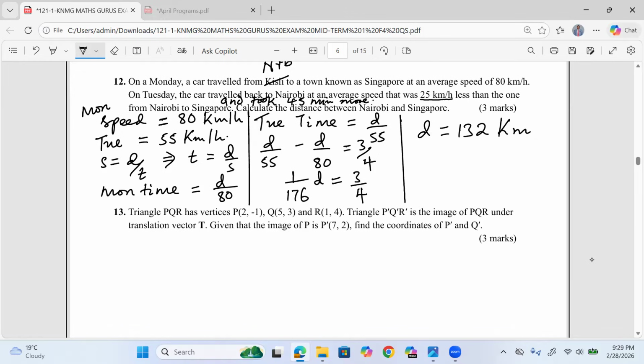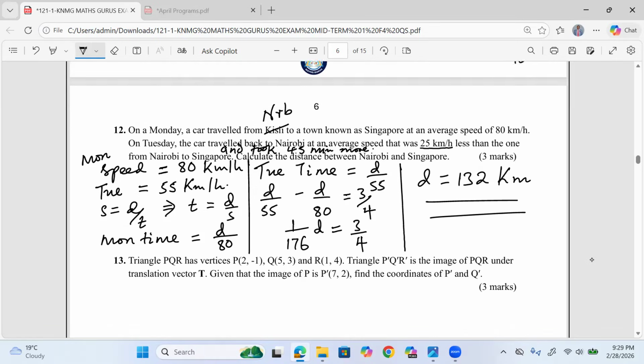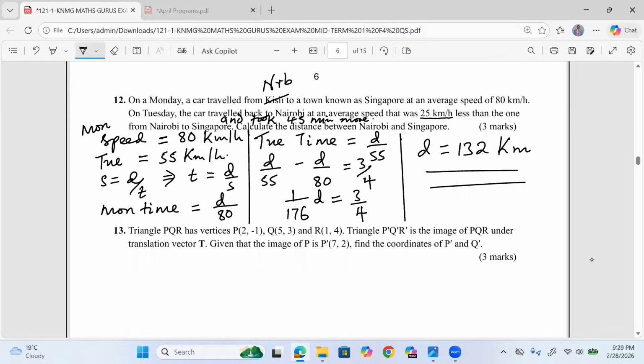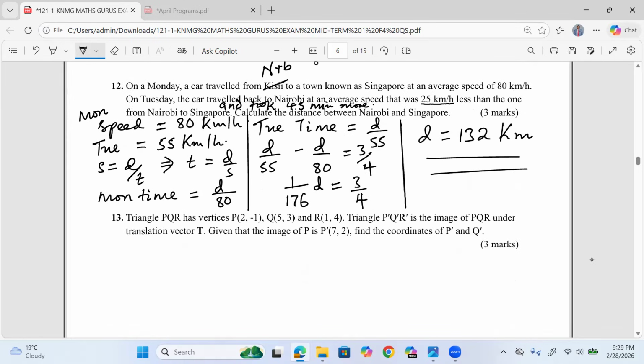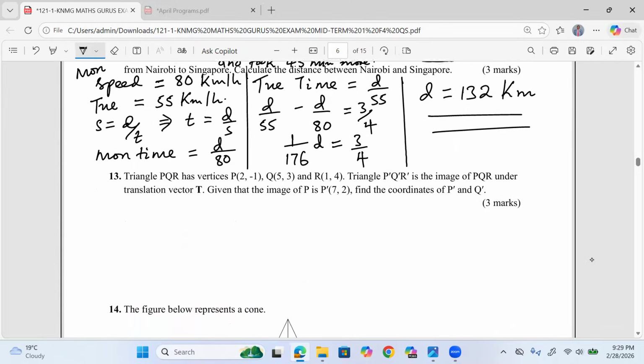The examiner should explain to us why the distance between Nairobi and Singapore is only 132 kilometers. Nairobi and Singapore. Okay.